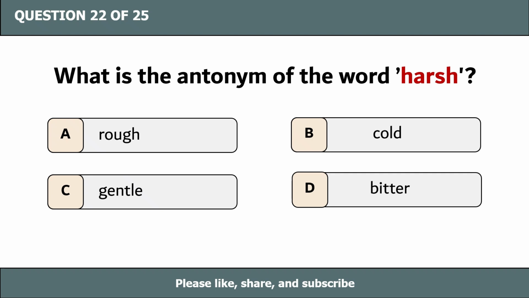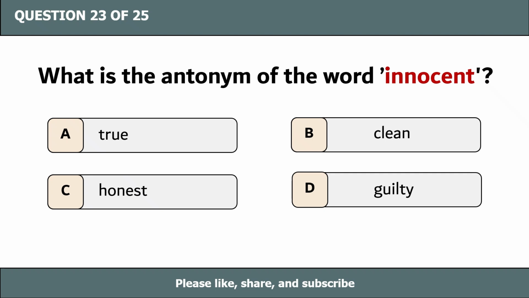Question 22. What is the antonym of the word harsh? The correct option is C. Gentle. Question 23. What is the antonym of the word innocent? The correct option is D. Guilty.